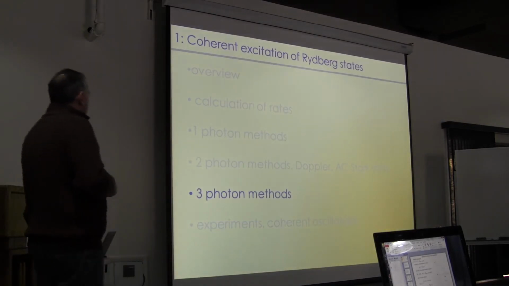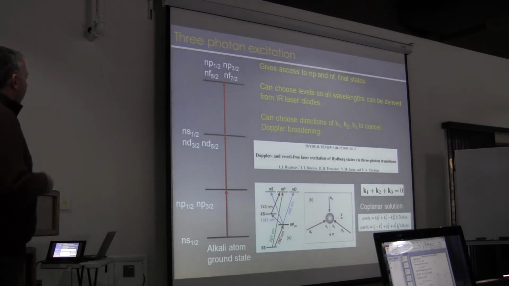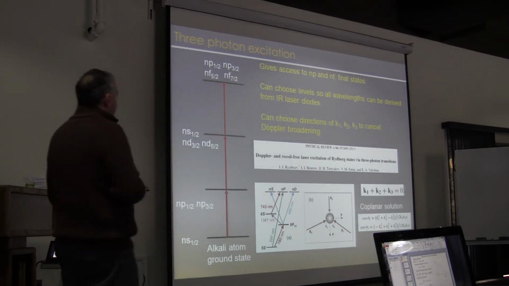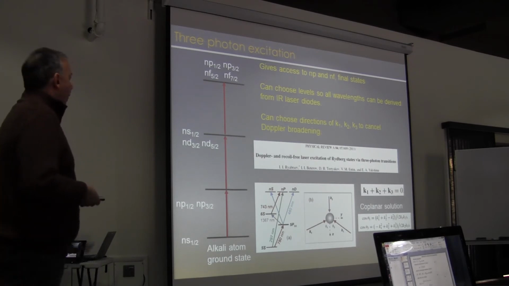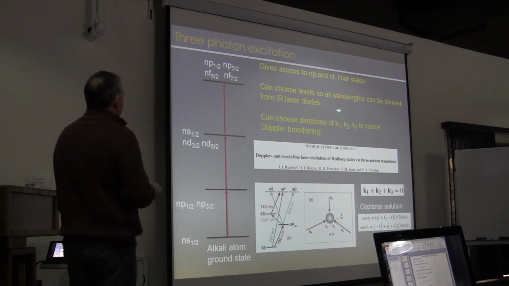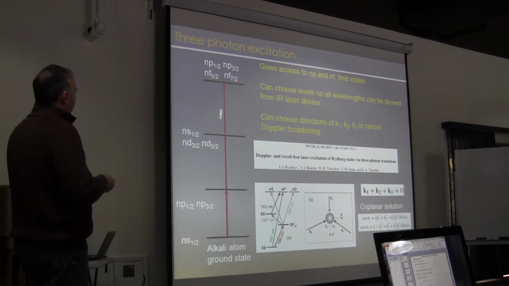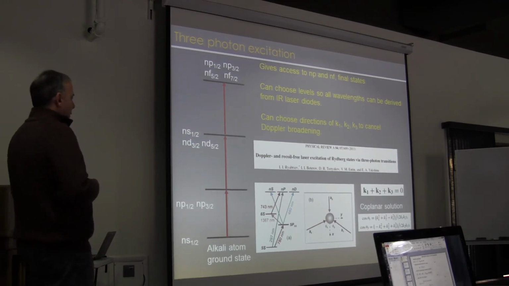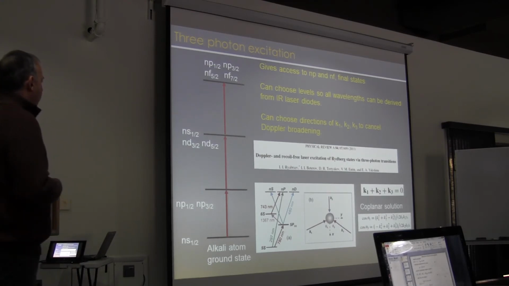Okay. You can also use 3-photon methods to access other levels, and 3-photon excitation has also the nice feature that you can cancel Doppler shifts using the different directions of the 3 photons. And you can also choose levels with the additional flexibility of having 3 photons such that they're all in the infrared, so you can derive them from IR laser diodes, which simplifies some of the laser setup.